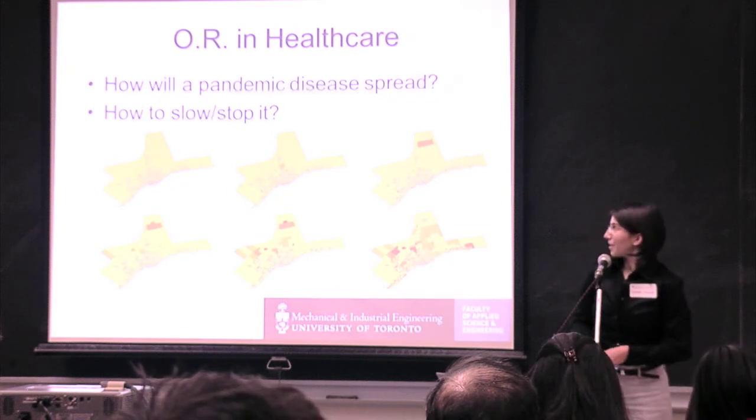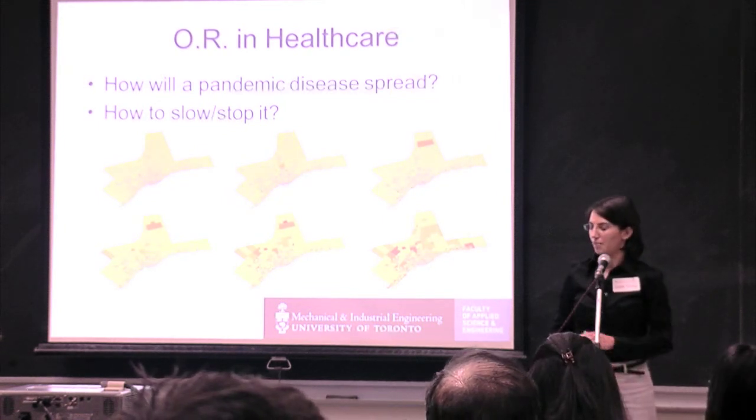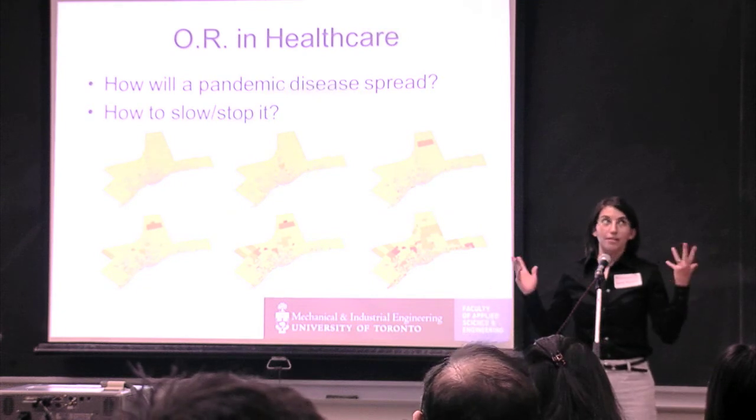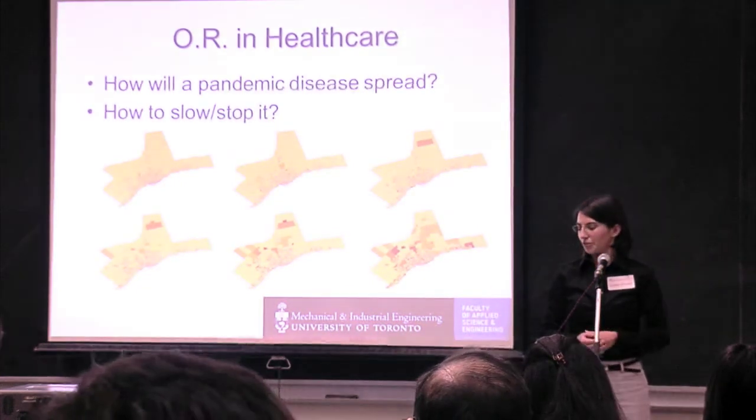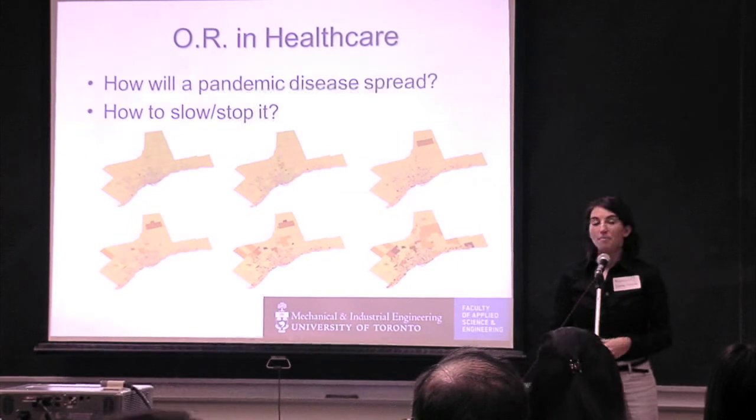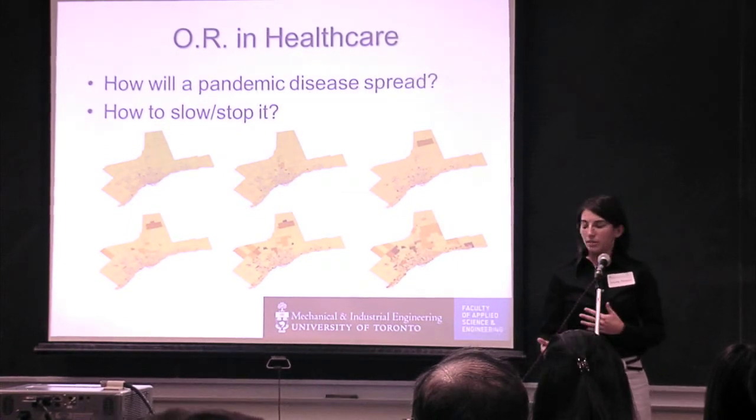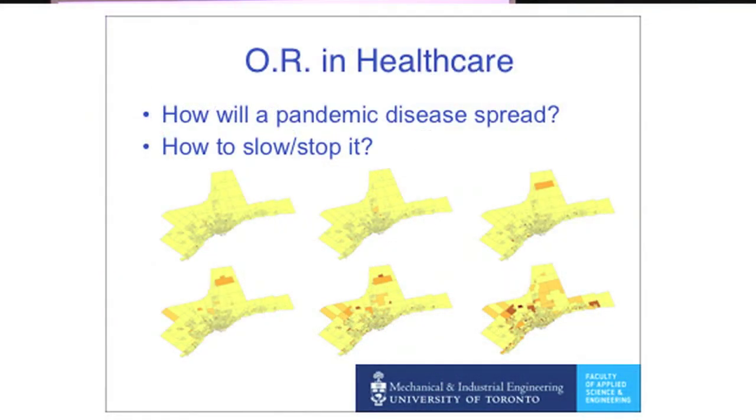And I think this is my last topic slide. If there's a pandemic, let's say H1N1 or SARS, these things are not terribly foreign, how can we predict where the disease is going to spread? And more importantly, how can we slow and stop it?